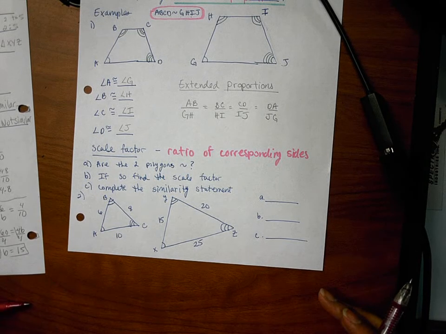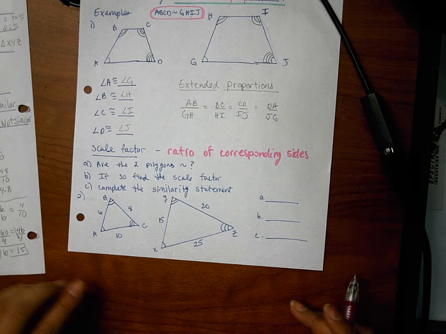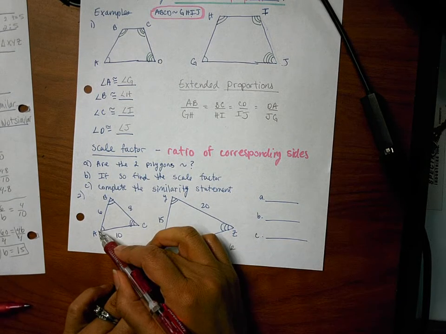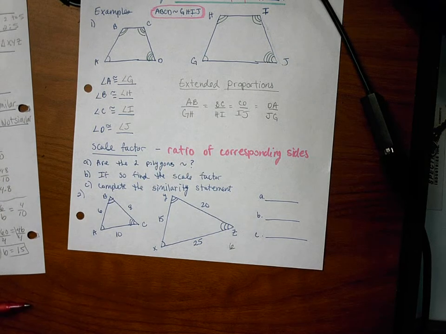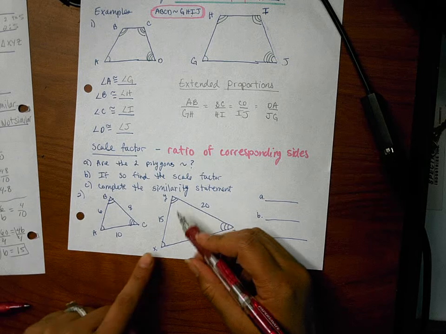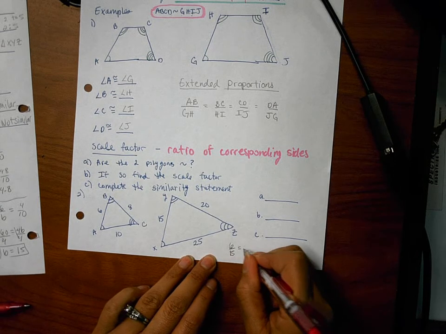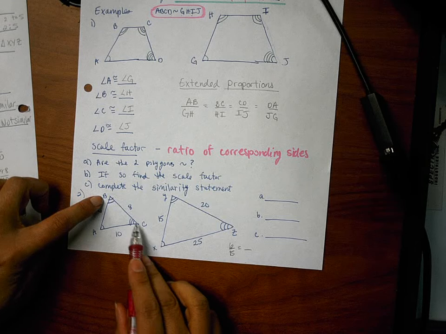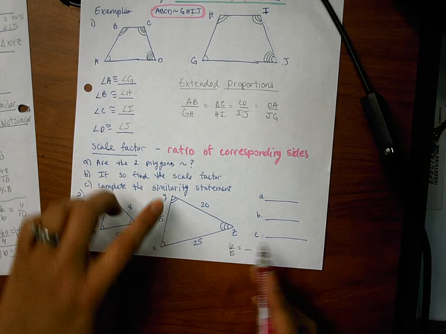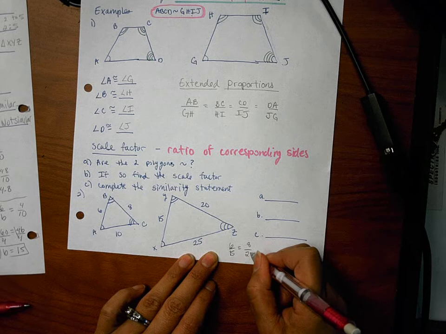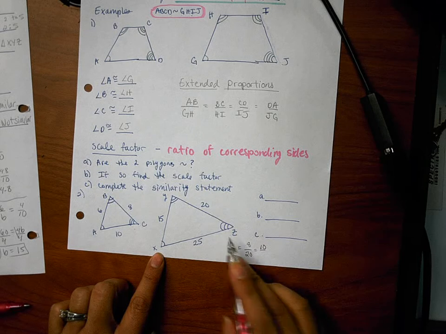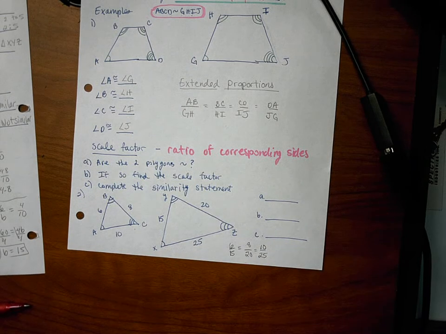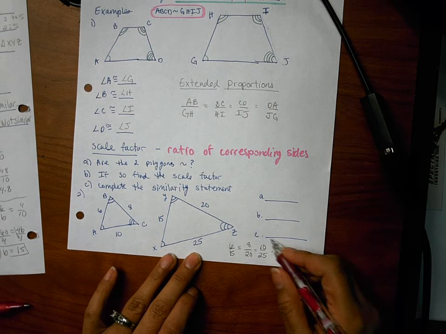Now we have to check corresponding side lengths. How do we do that? We take corresponding sides and we make our extended proportion and see if they are all equal. Okay, 6 is between the 1 and the 2. Right now it's not rotated, so it's pretty easy to see, but sometimes they're rotated, so be careful. Between 1 and 2 is 6, between 1 and 2 is 15. Between B and C, which is the 2 and the 3, is 8 and 20. And then between the 1 and the 3 is 10, and over here, the 1 and the 3 is 25. So you want to make sure you match.